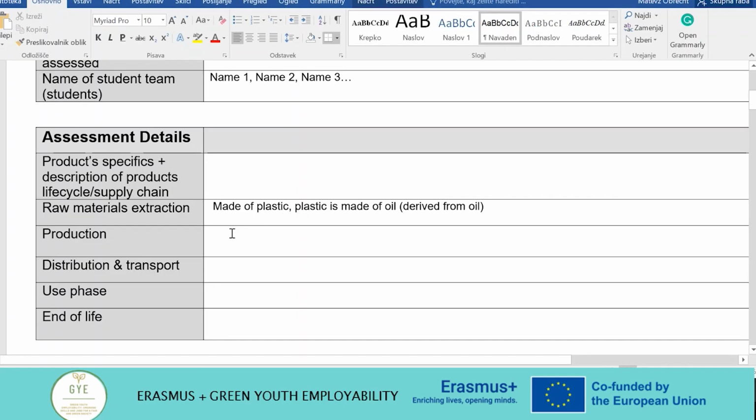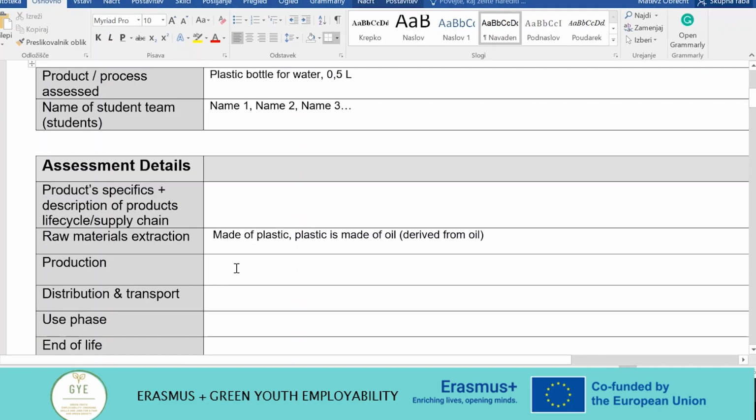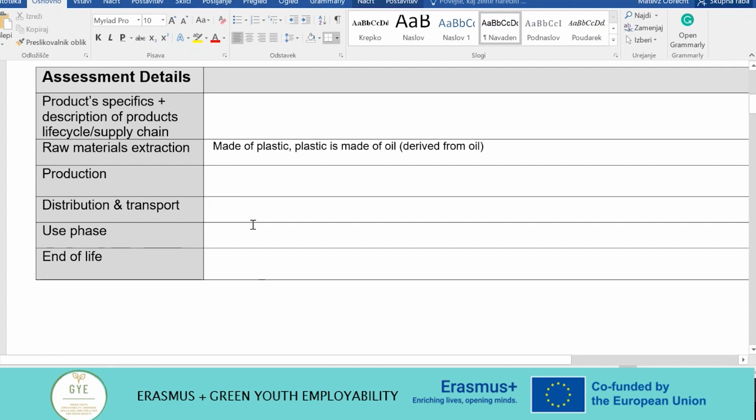Then you will go to the internet, you will Google how the plastic is made, and you will describe the production, how the plastic is made, where most of the energy is used, where most of the material is used, and so on and so on. So then you will go on to the distribution and transportation phase. So what is happening in the distribution, in the transportation? How tricky is it to transport the plastic bottles of water? What is the tricky part? What you can do, what you cannot do, what kind of transportation is allowed for the food, what kind of plastic is maybe not available for the food items, and so on and so on.